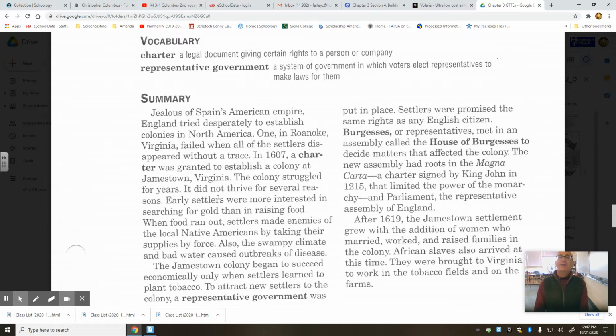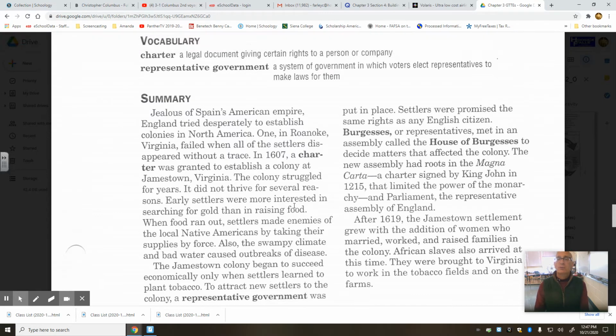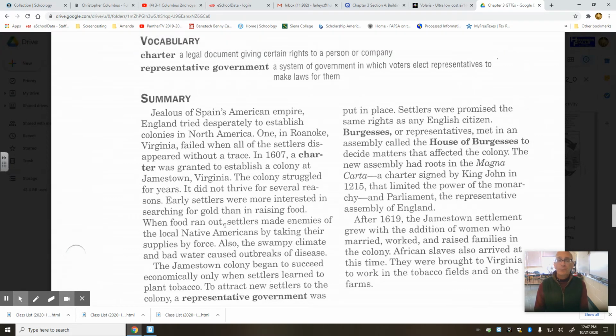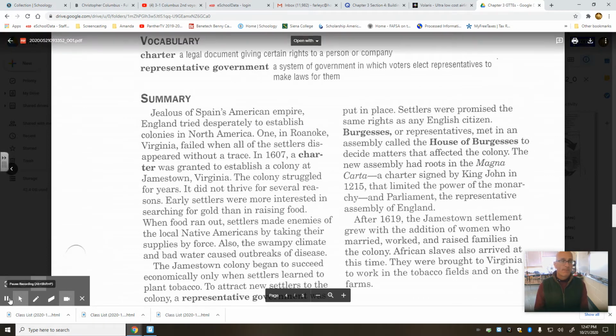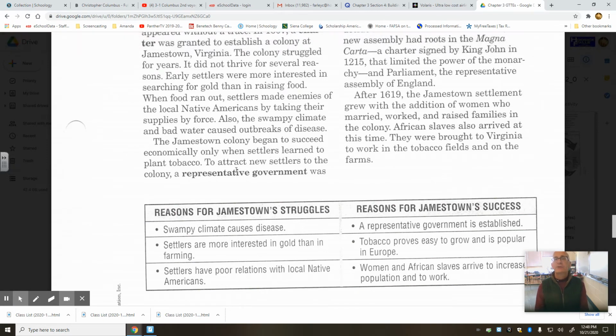Okay, it did not thrive for several reasons. Early settlers, we said, were more interested in searching for gold than in raising food, and when food ran out, settlers made enemies of the local Native Americans by taking their supplies by force. Also, the swampy climate and bad water caused outbreaks of disease at Jamestown. Now, the Jamestown colony began to succeed economically only when settlers learned to plant tobacco.